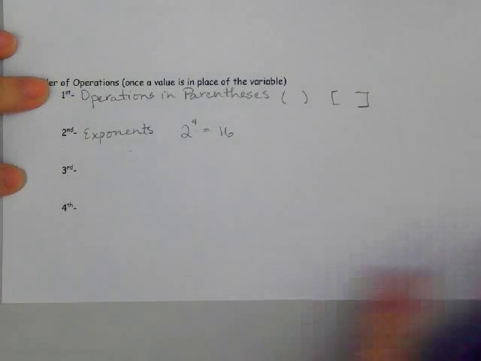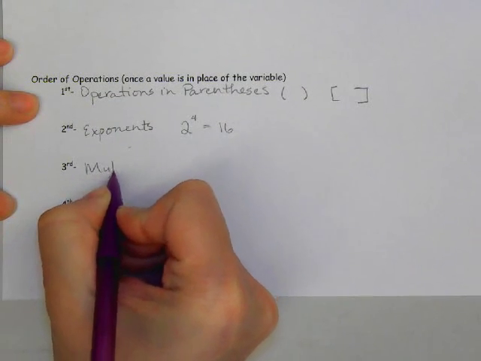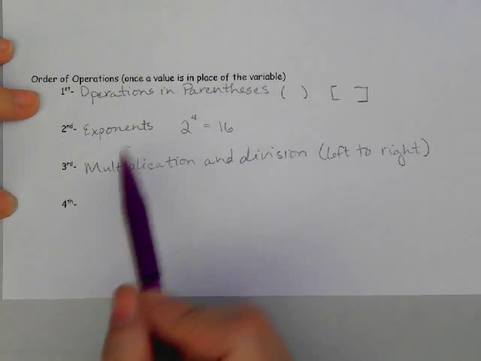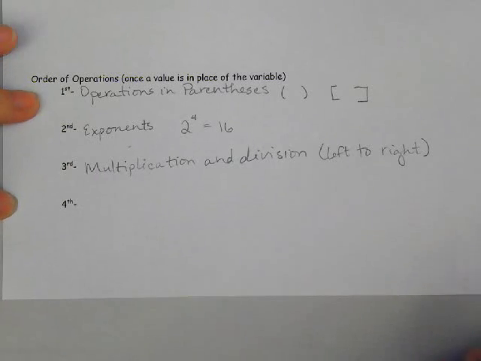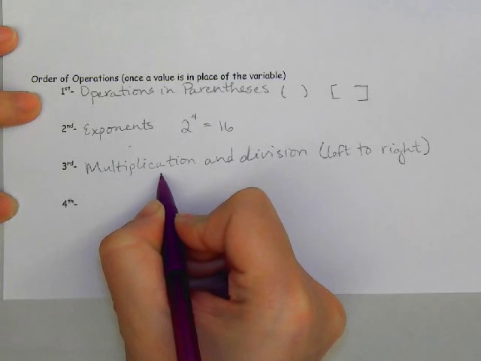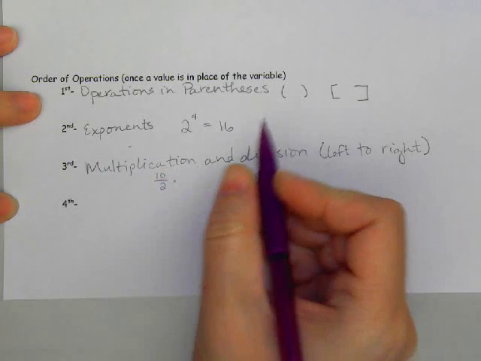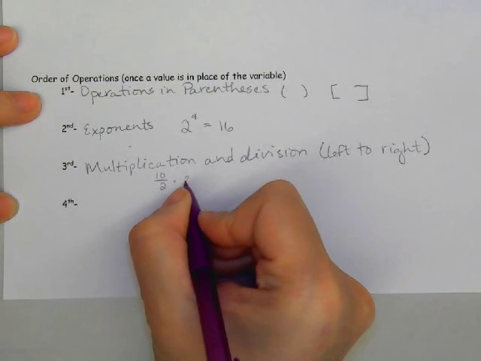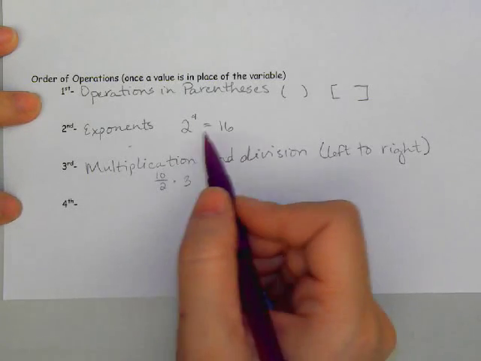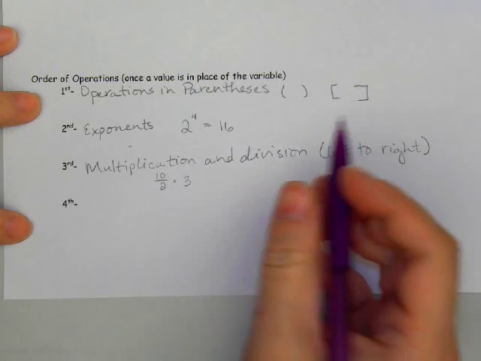The next thing I'm going to do is multiplication and division, and those are in the same step simply because you do those left to right. When we read in English, we always go left to right. It's the same thing with multiplication and division. So if I have 10 over 2 times 3, I'm going to divide, and then I'm going to multiply because the division comes first. In this particular case, it doesn't actually matter, but details.